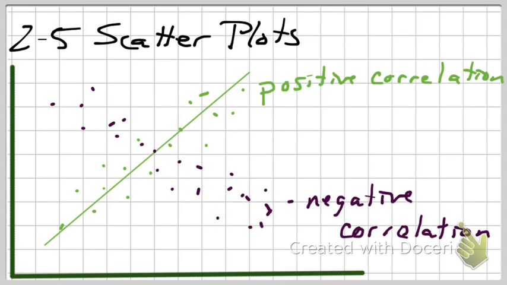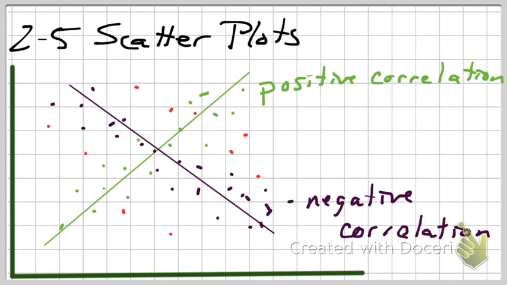There's lots of different ways that you can describe negative correlation, examples you can come up with. The older you get, the fewer baby teeth you have. So as one number goes up, the other number goes down. The more you study, the fewer you miss on the test. As one number goes up, the other number goes down. Okay?